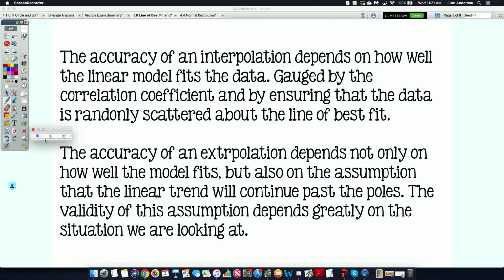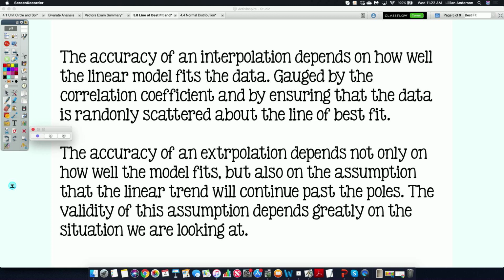So if anything, if you're asked to use the line of best fit to make a prediction and it's within the interpolation, then you know it's going to be a good prediction. But if it's outside of the points and it's in that extrapolation area, then it is not going to be as good of a prediction. Okay?